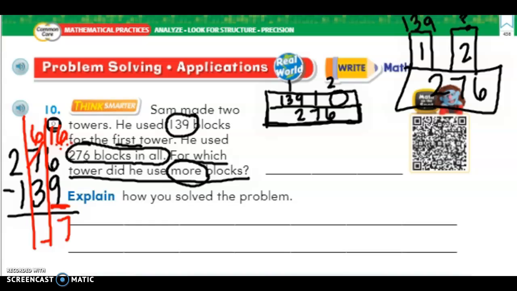Then I go to my tens place here. 6 minus 3 is 3. 2 minus 1 is 1. So my answer for the second tower is 137. That's not my answer for the question. If I go back and look, for which tower did he use more blocks? So now we have to look at our two towers here. So for the first tower, he's 139, and for the second tower, he's 137. So which one is more?